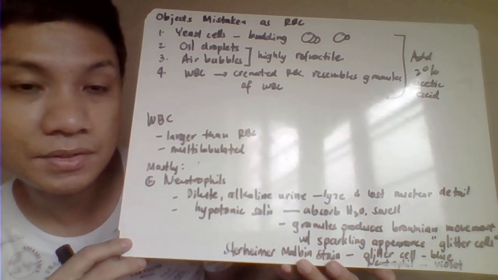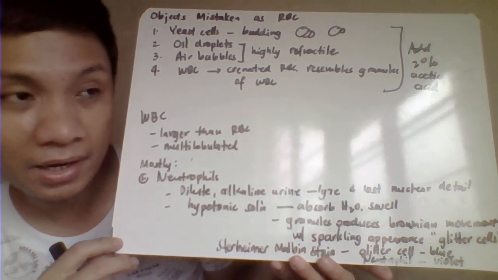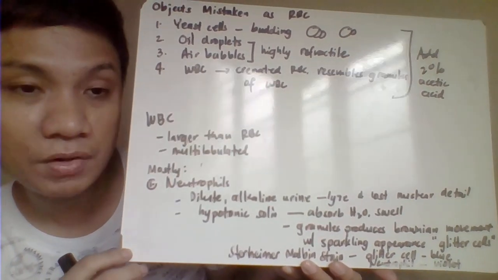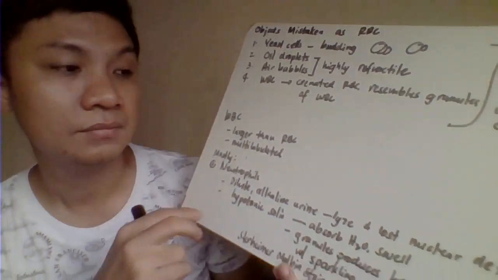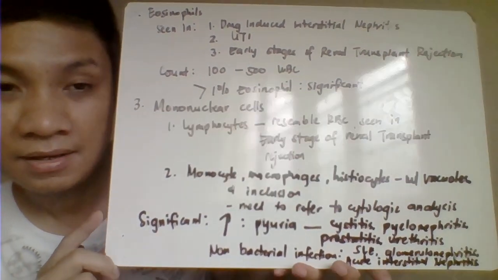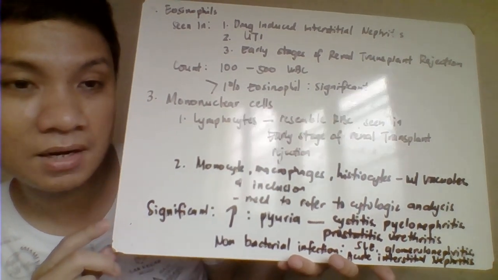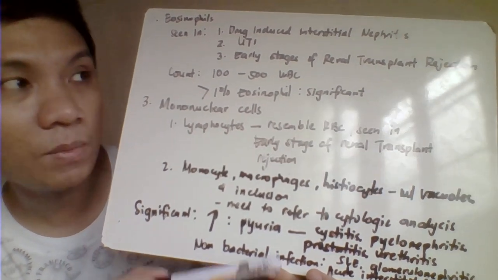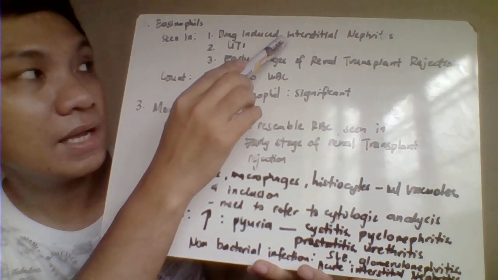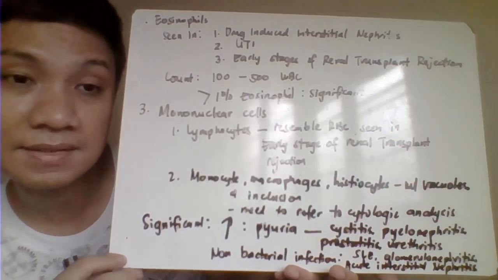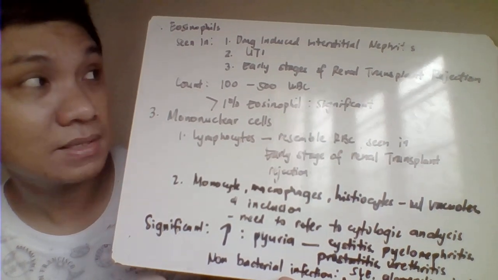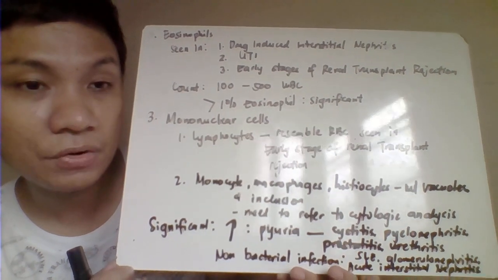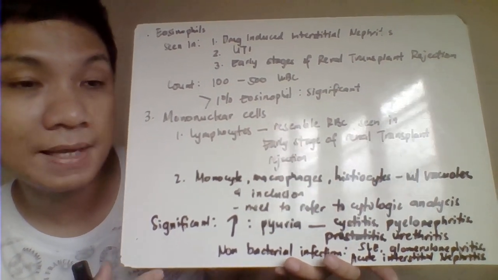So you could use your Sternheimer-Malbin stain, where the glitter cells will be stained blue, whereas your usual neutrophil would be violet. Another WBC that could be seen in your urine sample under the microscope would be your eosinophils. Eosinophils are most likely associated with allergic reaction. In the case of drug-induced interstitial nephritis, it's just an allergic reaction to drug administration. The patient took a drug, had an allergic reaction, and therefore you are able to see eosinophils under the microscope in the urine sample.